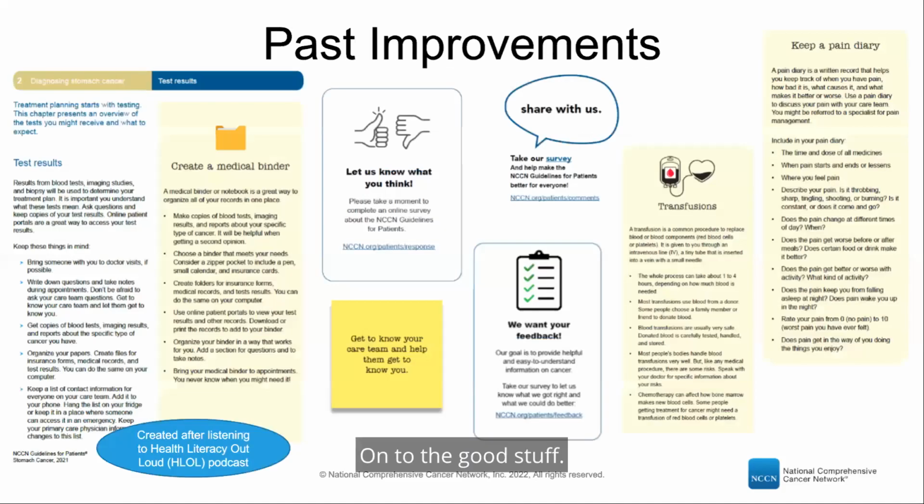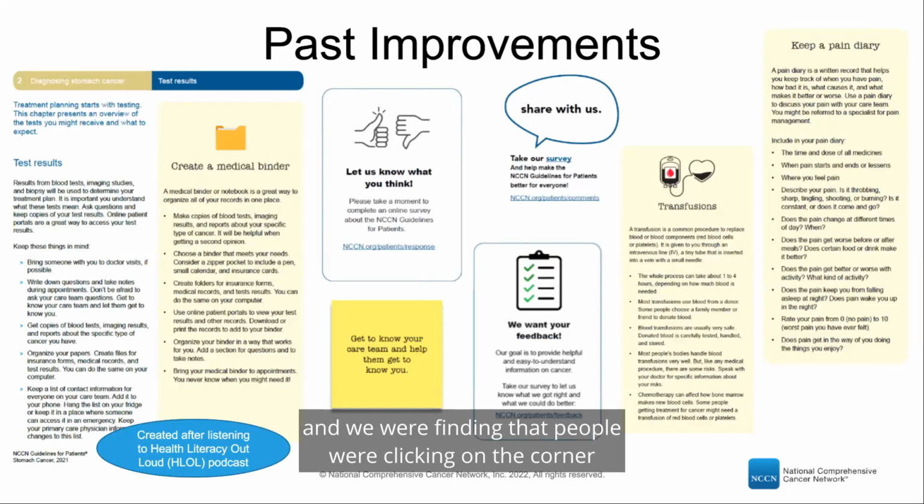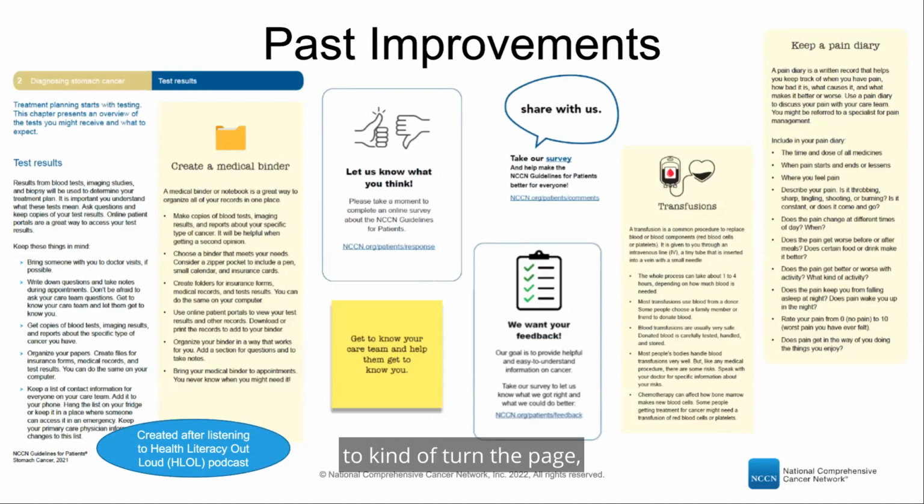Improvements, on to the good stuff. So past improvements have included, as I mentioned, these 3 surveys, these 3 opportunities to provide feedback. In our previous books, there was kind of a survey on the front cover that you could click and open, and we were finding that people were clicking on the corner to kind of turn the page, because we had a flipping book we used before.